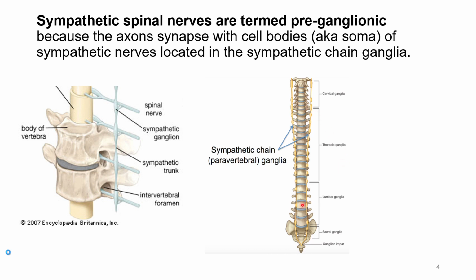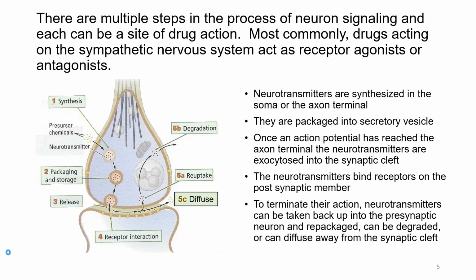The axons of the preganglionic neurons can branch, and they can actually travel up and down the sympathetic chain. So a single preganglionic neuron can synapse with many, many postganglionic neurons up and down the sympathetic chain. And that's one way the effects of stimulation of the sympathetic nervous system are so widespread.